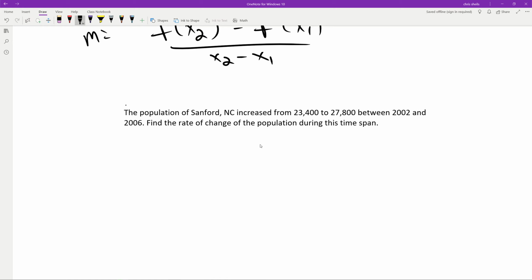Notice that my population increased between 2002 and 2006, so of course my rate of change should be positive, right? If I get a negative rate of change from this, then I obviously messed up somewhere.